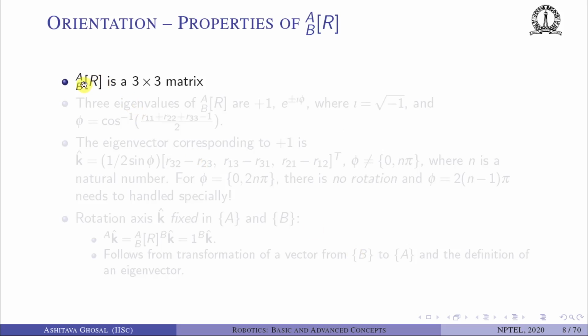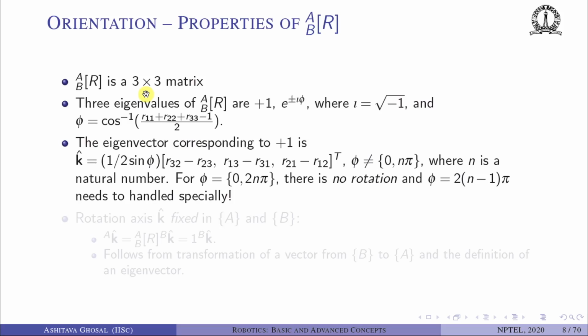Let's continue. This ABR is a 3x3 matrix. Okay, so if it is a 3x3 matrix, it must have 3 eigenvalues. You can show that the eigenvalues are +1 and e to the power plus or minus i phi, where i is the imaginary number, square root of -1. So what is e to the power i phi? We can expand it as cos phi plus or minus i sin phi. So this matrix has 1 real and 2 imaginary eigenvalues, where phi can be obtained as cos inverse of (R11 plus R22 plus R33 minus 1) divided by 2. So this will be a homework problem. You can derive and show that the three eigenvalues are 1 and e to the power plus or minus i phi, where phi is given by this expression.